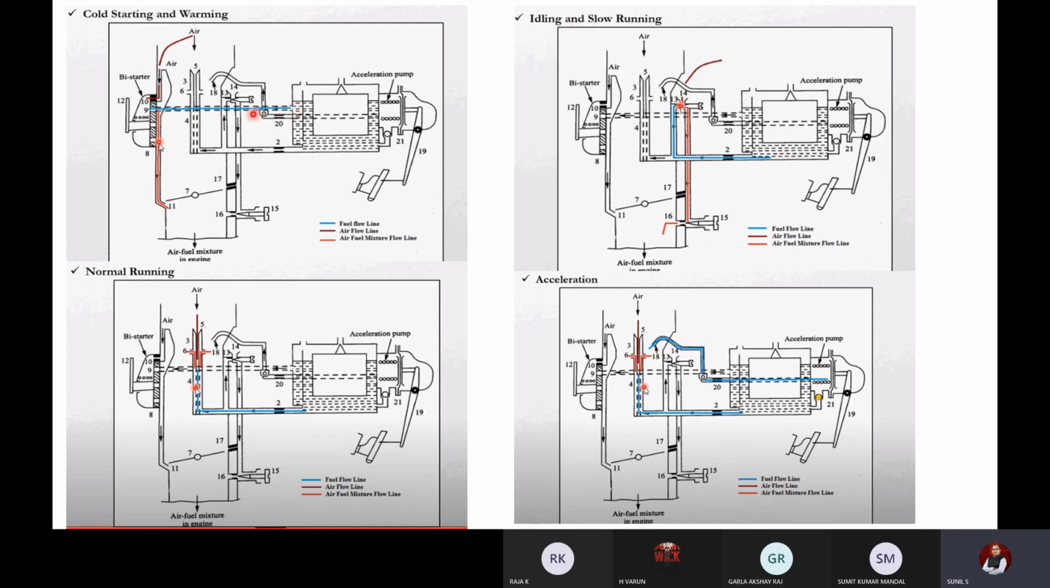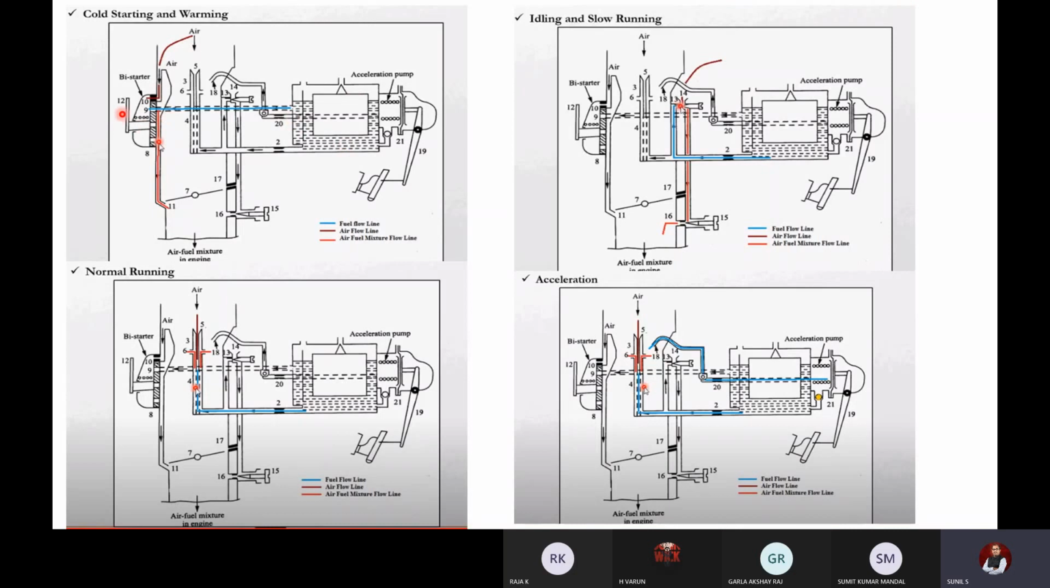The blue color line, whatever you can see, this is the fuel flow line. The fuel enters through this port at point 9, and the air enters through this channel. You can see it into the bi-starter at point 10. So air and fuel get mixed with each other, and they move through point 8 and they enter at 11. So this is the criteria actually. Here only a small quantity of air will be allowed and a larger quantity of fuel will be allowed, so that a rich mixture will be formed.